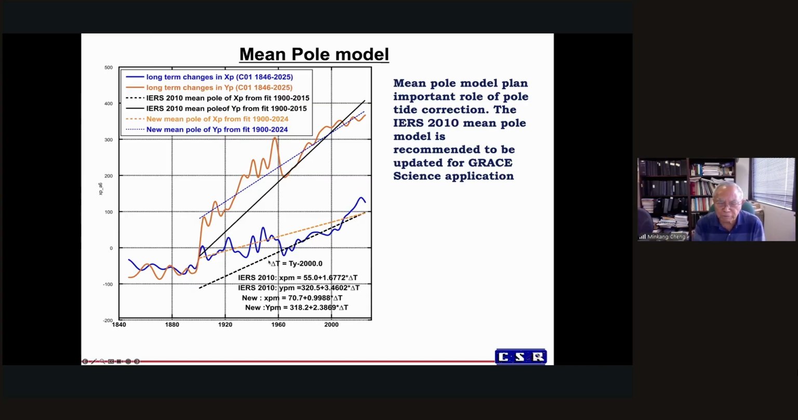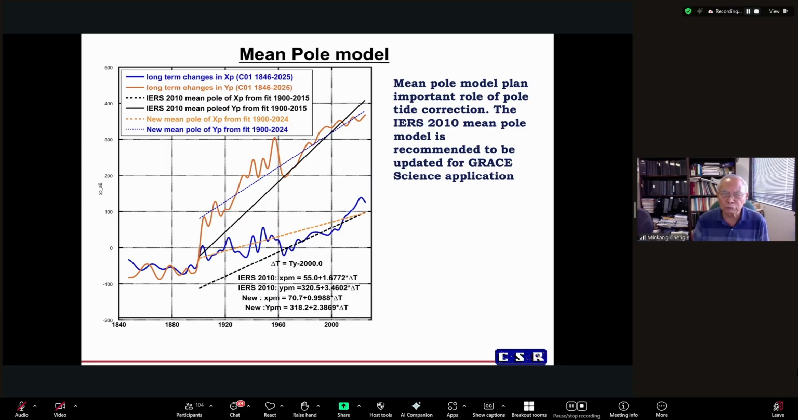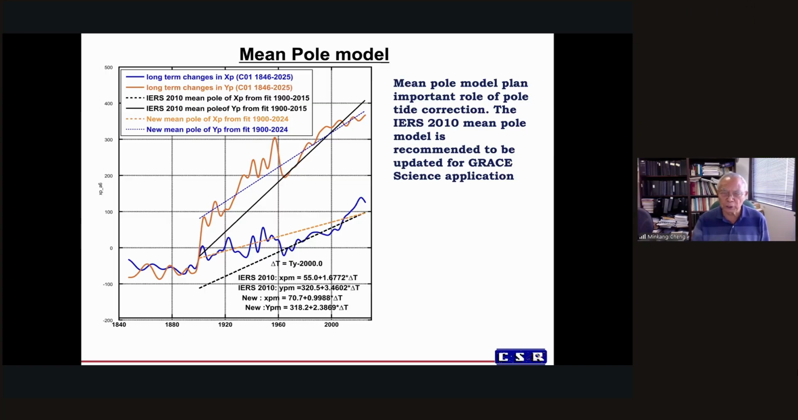You see that they are much different. So for the mean pole, I think for GRACE data reprocessing, I'm suggesting we recommend updating the mean pole tide extended to 2024 or 2025. I'll show this one. Now using this different mean pole, we show the difference.